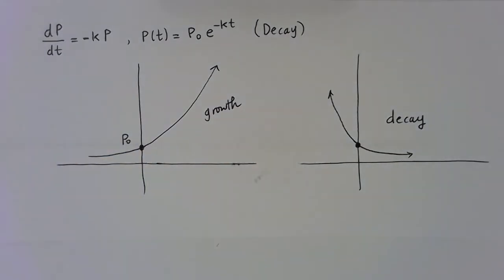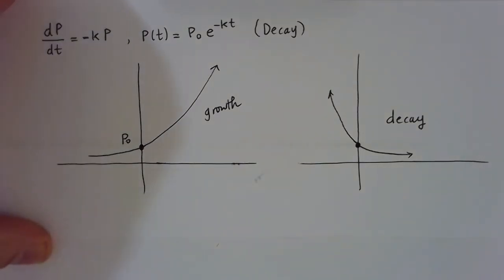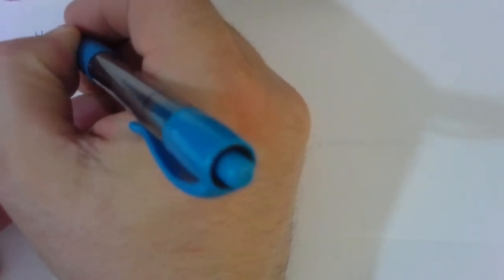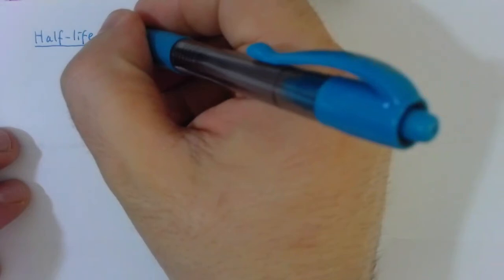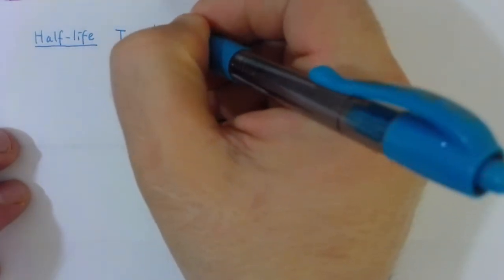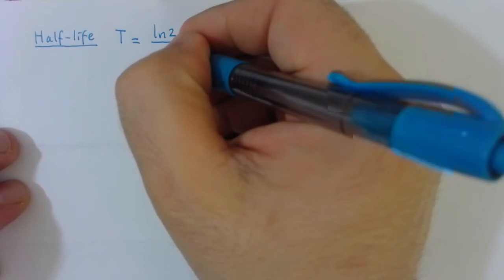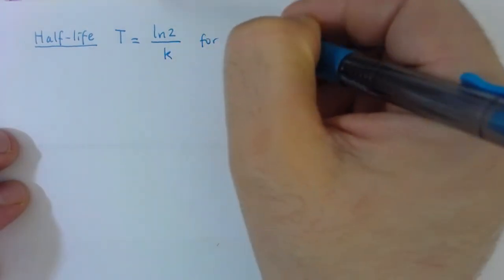We have a lot of applications of this decay in chemistry. The amount of some elements can go down, can decrease. And we have a rule for finding the half-life of an element, of any substance. Of course, we can only talk about half-life with the decay. The half-life T is given by ln2 over k for a decay model.